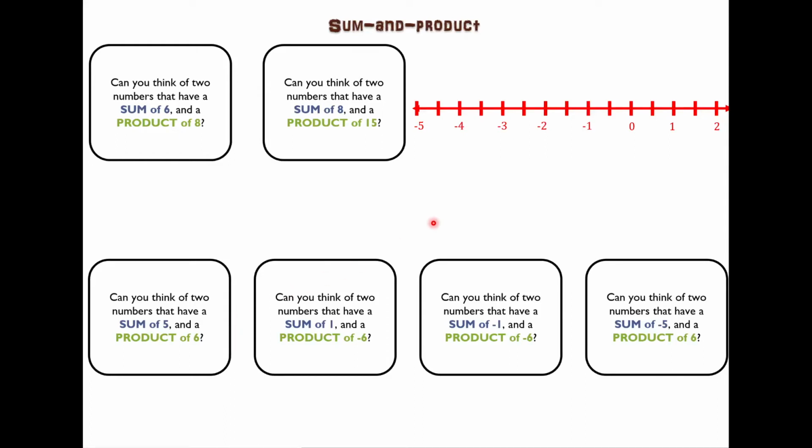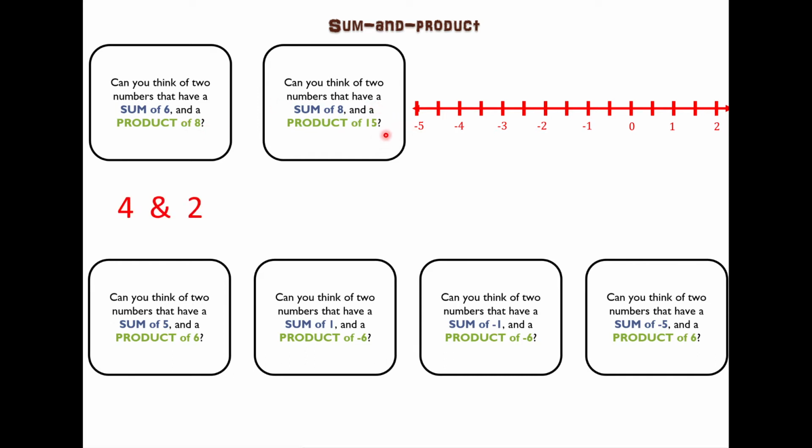Here's a fun little game. It's called the sum and product game, and it will help us to solve quadratic equations. Can you think of two numbers that have a sum of 6 and a product of 8? Two numbers that add together to give 6, and when you multiply them, they give 8? Well, it's 4 and 2.